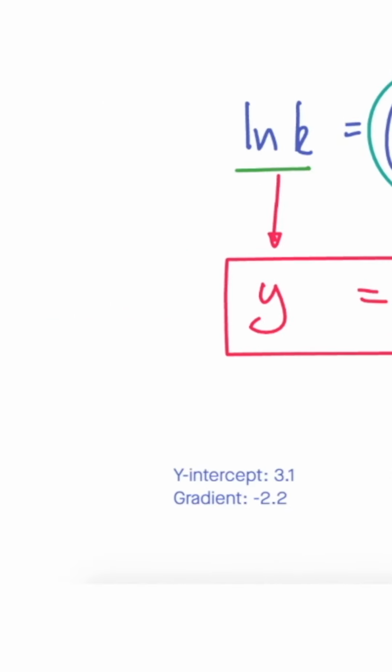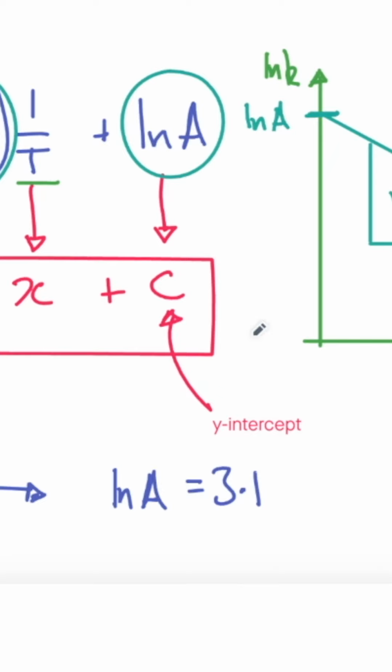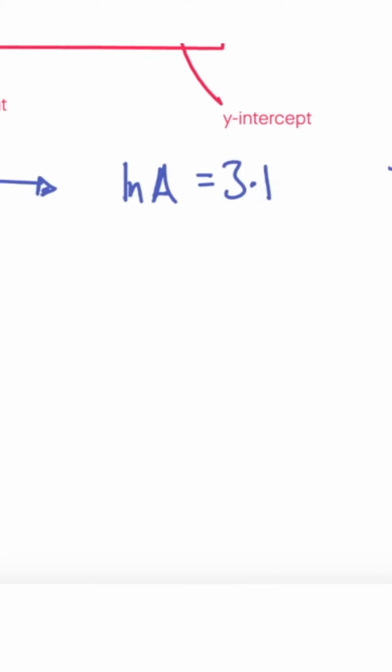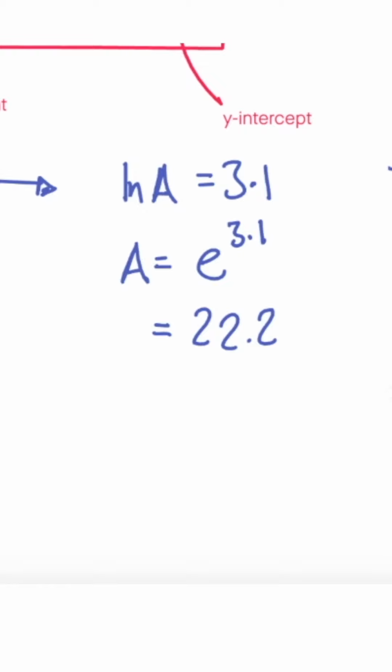So for example, if you had a y-intercept of 3.1 and a gradient of -2.2, you can say your ln A is equal to 3.1, and you can use the inverse to find out what A is. So that would give you A = e^3.1, or exponential of 3.1. Putting that into the calculator gives you a value of 22.2 as the Arrhenius constant.